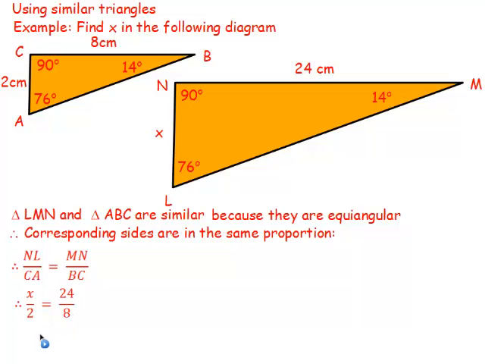So we have a little equation to solve. Multiply both sides by 2, and there we have it. 24 divided by 8 is 3, 3 twos are 6. The answer is x equals 6 centimetres. The length of this side is 6.